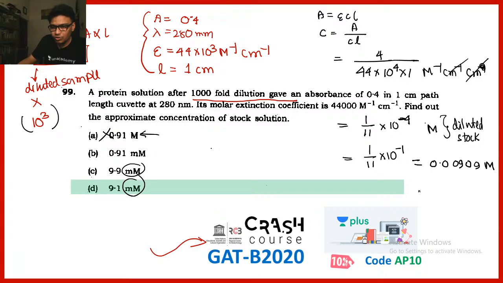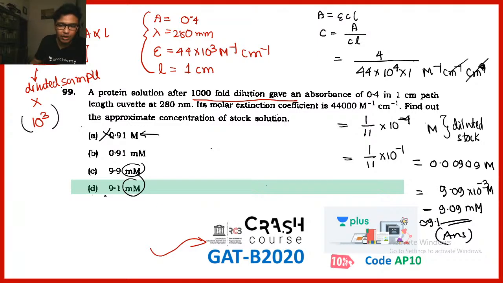So in order to get millimolar, we have to shift the point 3 times, right? So we shift the point like this, 10 to the power minus 3 molar, which is also written as 9 into 10 to the power minus 3 millimolar, right? So this is the answer. That means it's almost equal to 9.1. So 9.1 millimolar is the answer, right guys? Got it? Yep. So we got the answer.